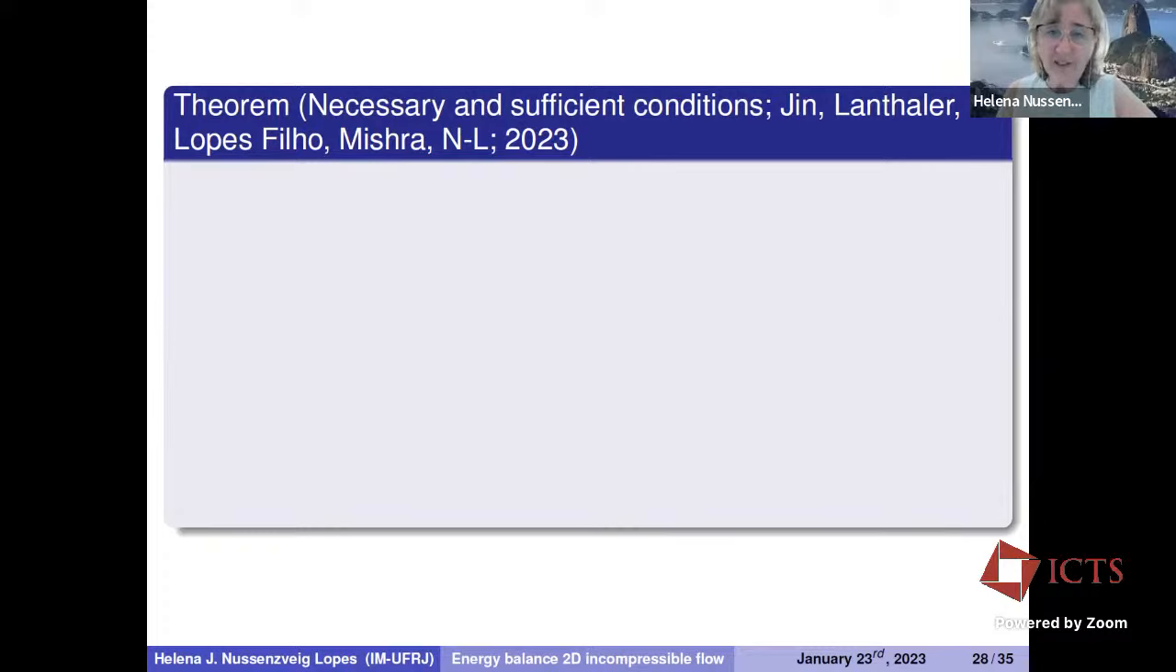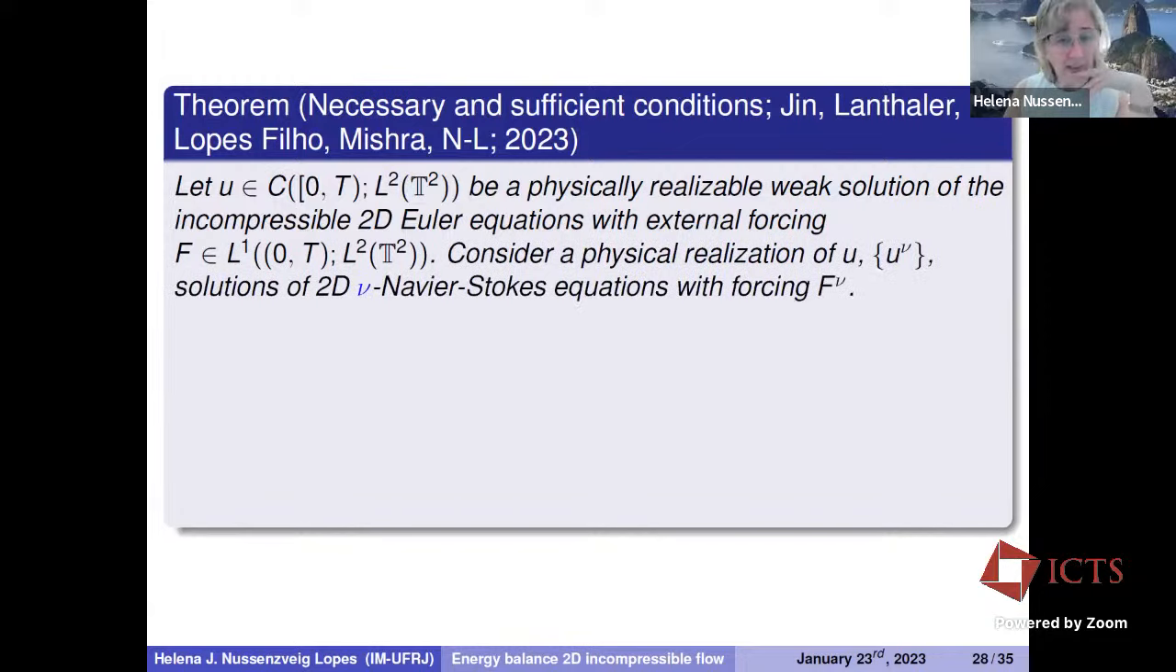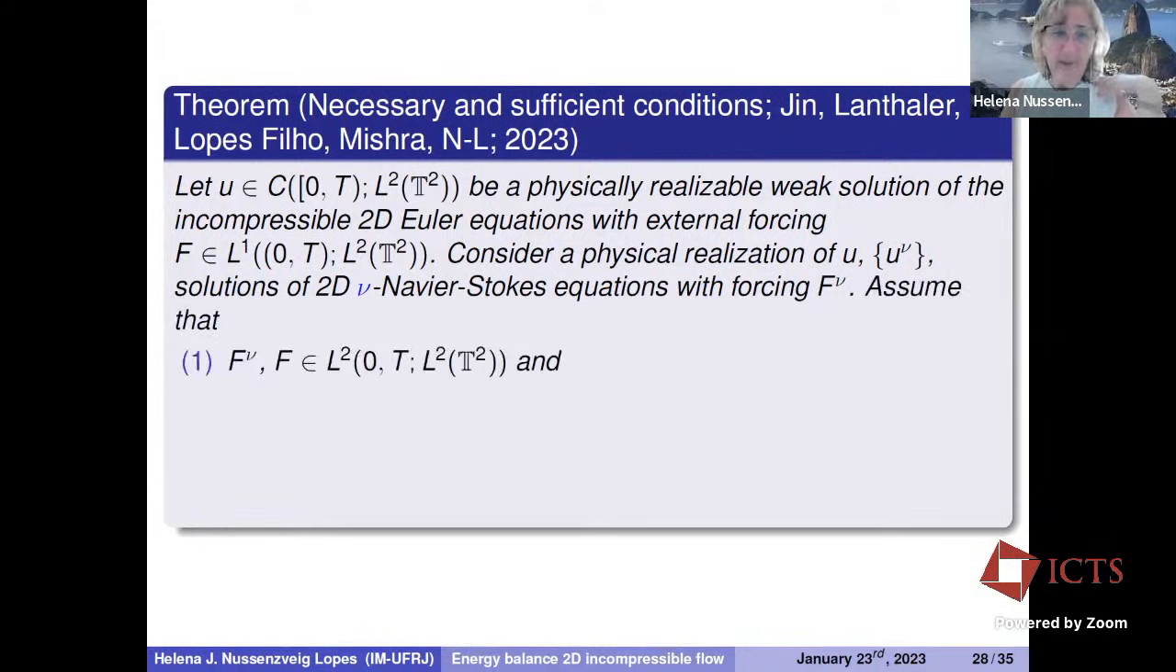So in new joint work with Fabian Jin, Samuel Lanthaler, Milton Lopes-Filho, and Sid Mishra, we proved this new result, which gives necessary and sufficient conditions on F. So again, we consider a physically realizable weak solution of the incompressible 2D Euler equations with an external forcing F, which is integrable in time in L^2, and a physical realization with forcing F^nu, so a family of solutions of 2D Navier-Stokes with viscosity nu and forcing F^nu. We assume that both the family F^nu and the forcing F are in L^2 in time, L^2, so they're in the better space.